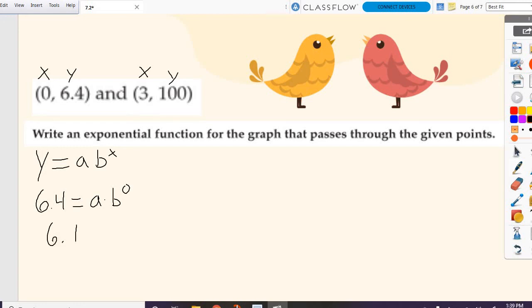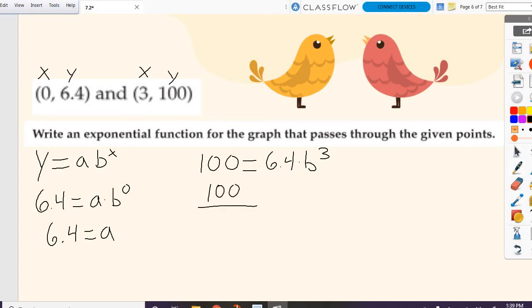Again, anything to the 0 power is going to be 1, so we end up with 6.4 as our a. Then we're going to use that second point to plug in. We already found that our a value is 6.4. We're looking for our b value, and we're going to plug that x into our exponent. And so it's raised to the third power.